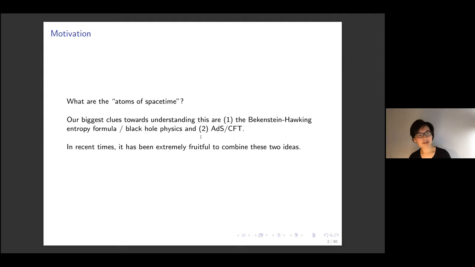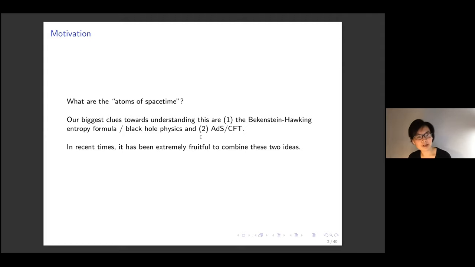And at least to me, it seems that our biggest clues towards understanding this from across the work of the last 50 years have been indeed the Bekenstein-Hawking entropy formula itself, or more generally black hole thermodynamics, for giving us the targets that such a description should aspire towards explaining. And then AdS/CFT for giving us the most concrete theoretical laboratory that we have, where we can try to make sense of some of these ideas.